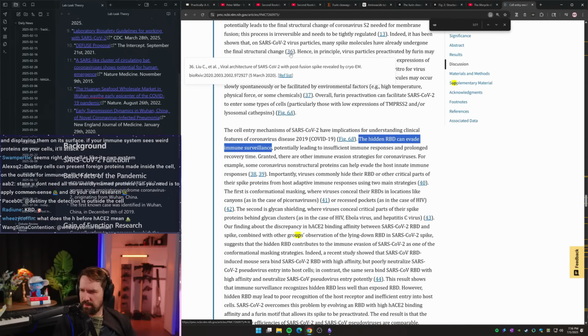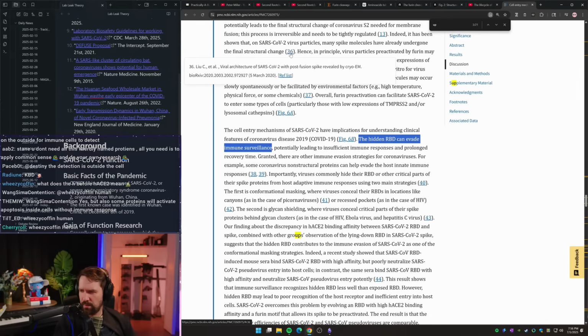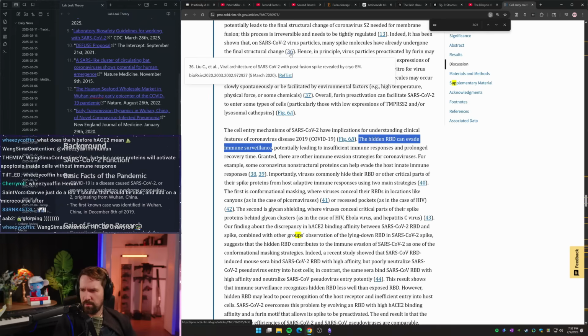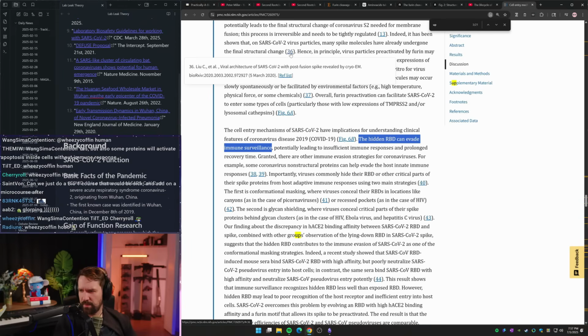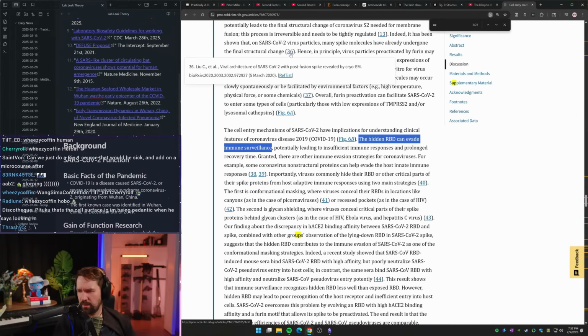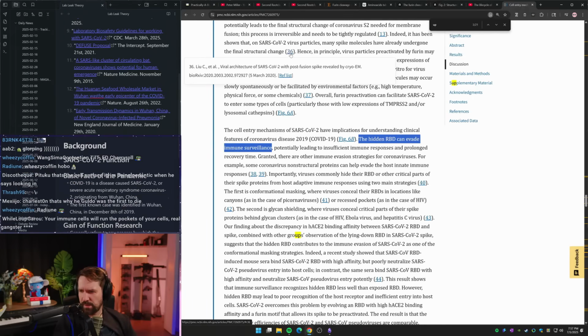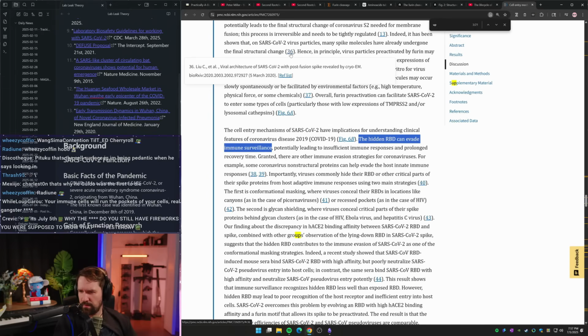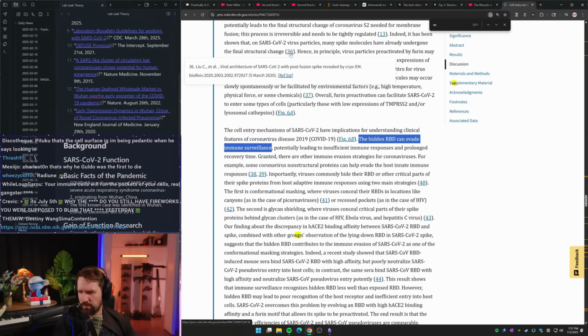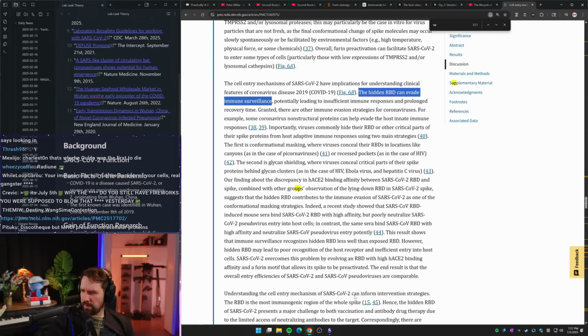Our finding about the discrepancy in ACE2 binding affinity between SARS-CoV-2 RBD and spike, combined with other groups' observations of the lying down RBD in SARS-CoV-2 spikes, suggests that the hidden RBD contributes to the immune evasion of SARS-CoV-2 as one of the conformational masking strategies. Indeed, a recent study showed that SARS-CoV RBD induced mouse serum with high affinity but poorly. The result shows the immune surveillance recognizes hidden RBD less well than exposed RBD.